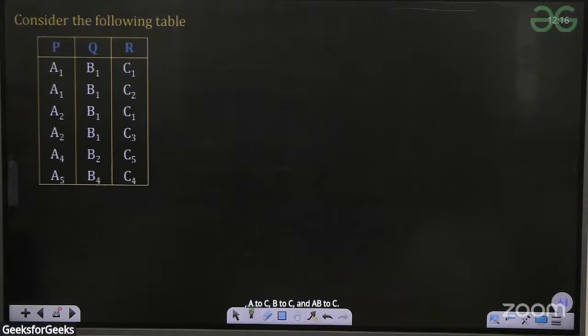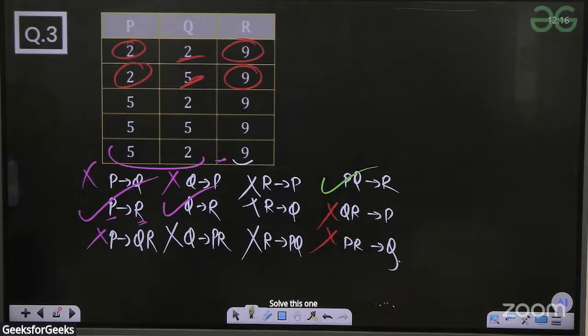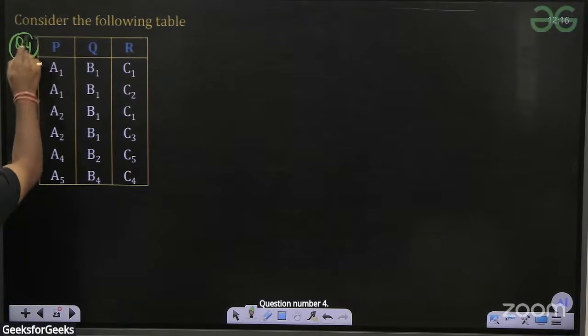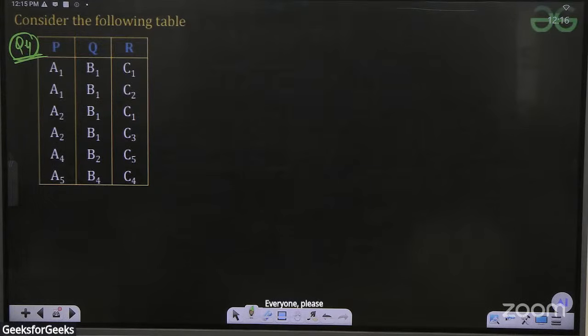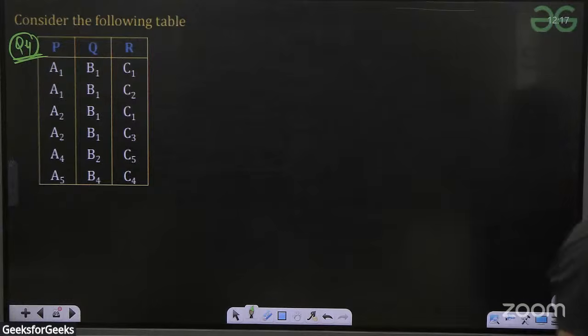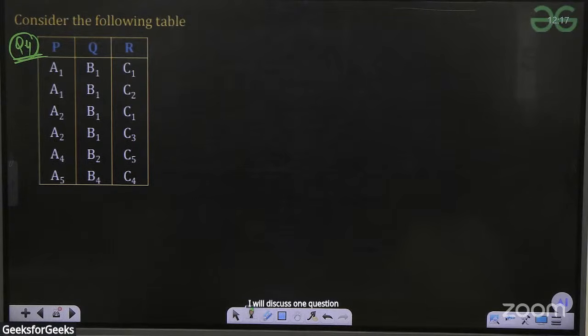Now solve this one, question number 4. Everyone please solve this question. I will discuss one question for which I am getting wrong answers from your side. Anna, just wait and be prepared for that.